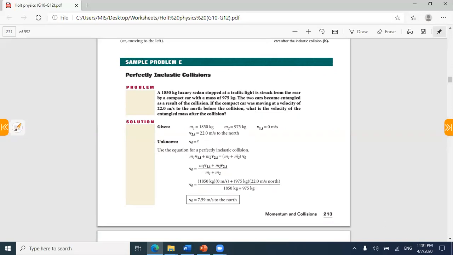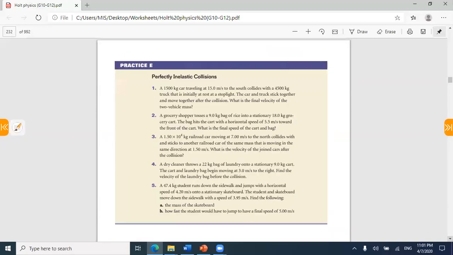Here in this practice, the question is just, let's look at the practice. Please look at this practice again. I will go back to the sample problem, don't worry. A 1500 kilogram car, so this is M1, at 15 meters per second south, so negative 15 meters per second V1 initial, collides with a 4500 kilogram M2, initially at rest, V2 initial is 0. The car and the truck stick together, move together. What is the final velocity? What is the final speed? What is the velocity of the joint cars after the collision? So the questions are just to find the final velocity and to use the equation M1 V1 initial plus M2 V2 initial equals M1 plus M2 together times V final. I will focus on the sample problem and do question number 5 with you, and you can do the other questions. Let's go.